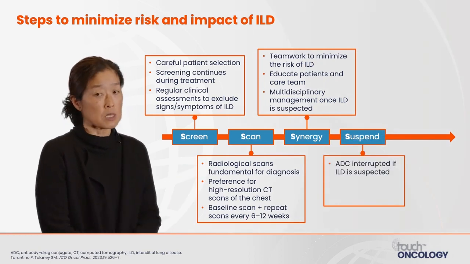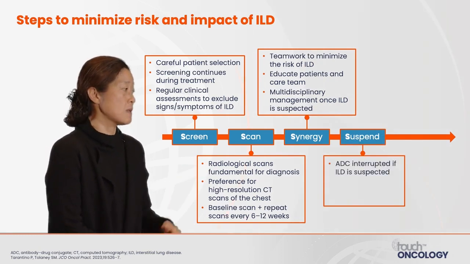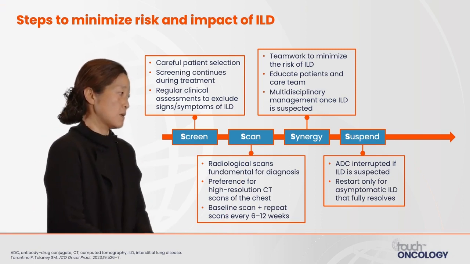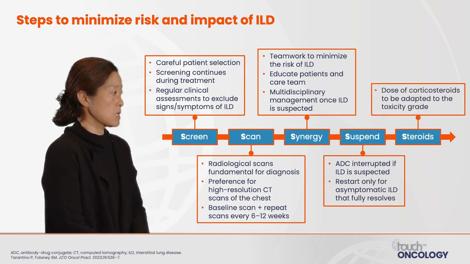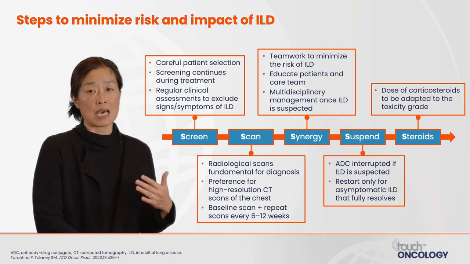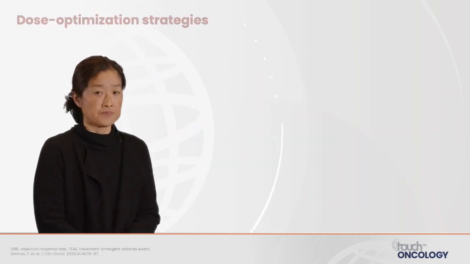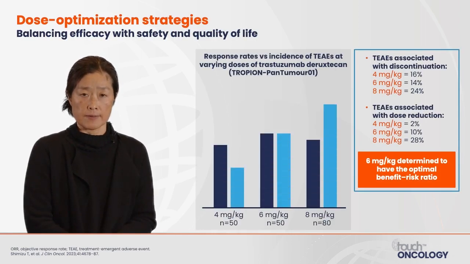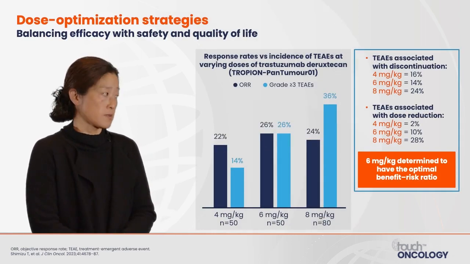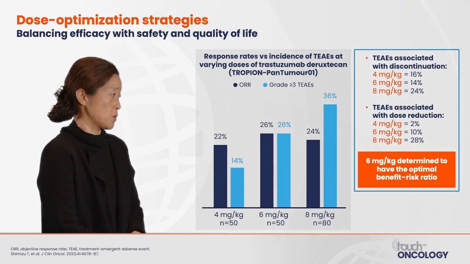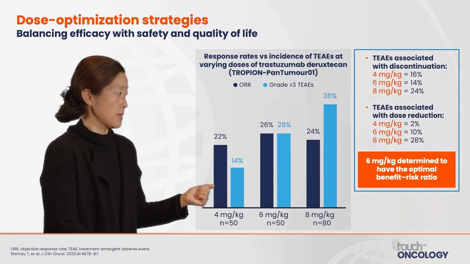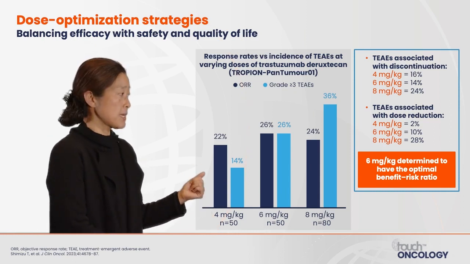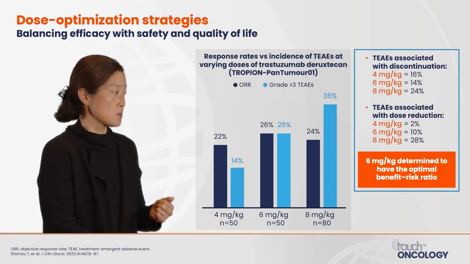Suspend. The ADC should be interrupted if ILD is suspected and restarted only if it was asymptomatic ILD that's fully resolved. And then steroids are the backbone of treatment, and the dose of steroids is really adapted to the grade of the toxicity. It's important that we balance efficacy with safety and quality of life. And when we look at different dose levels of drugs, as was done in the TROPION-PanTumor01 study, this is what we're thinking about. We're thinking about how we can get the best efficacy results while we maintain the AE profile in a way that's manageable for patients.